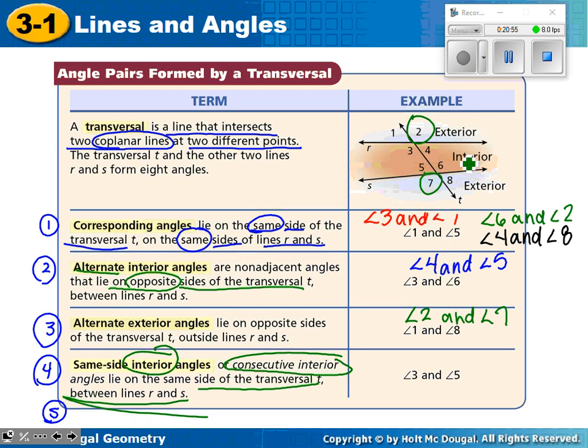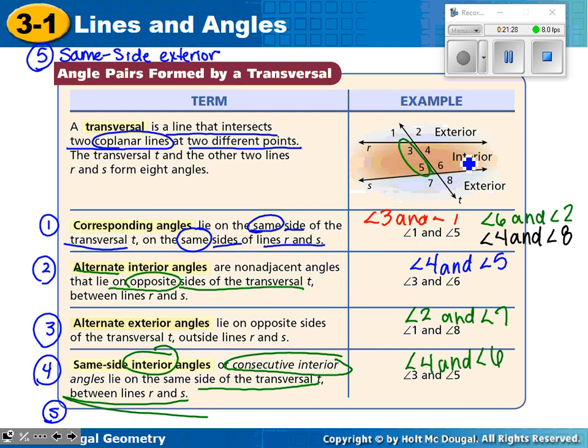So they say that's, for example, 3 and 5, because they're interior, but now they're on the same side of the transversal, or angles 4 and 6. So what's missing that's not up here? Same side exterior. And I, again, have no idea why the book leaves it out. I'm going to write it up here higher where you can see it a little better in the back. So same side exterior.